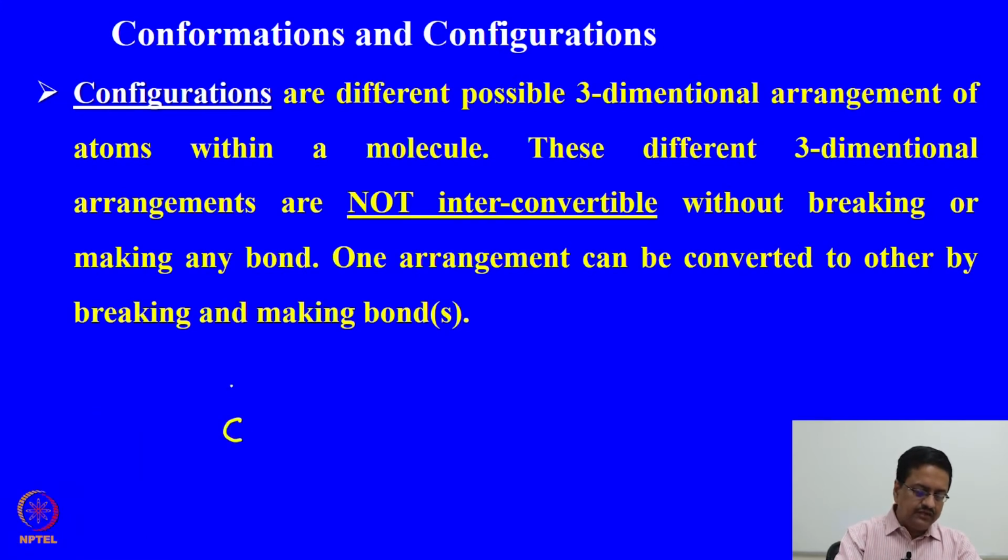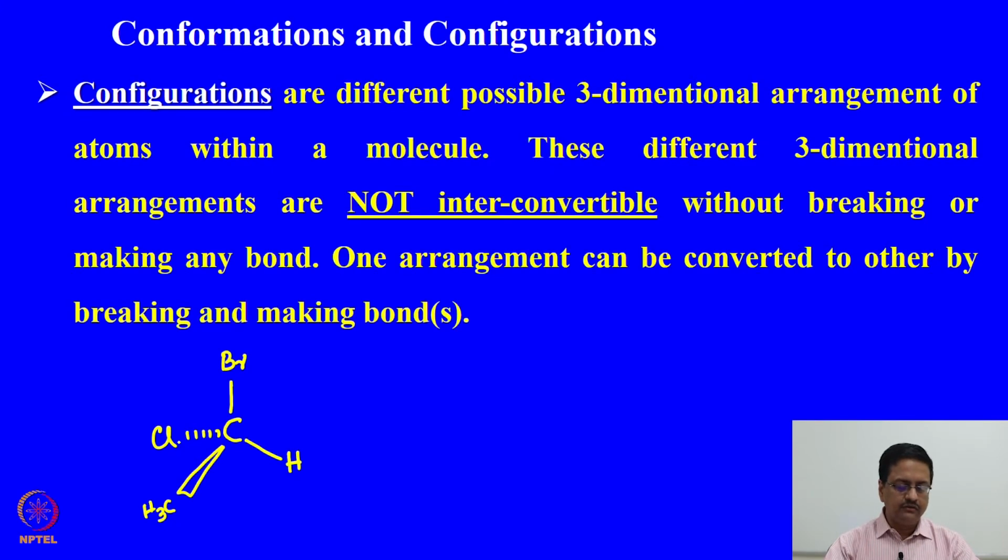A very simple example is a compound like this, which I am drawing here. It is a derivative of ethane, 1-bromo-1-chloroethane. The way I have drawn it is that this bromine, the carbon atom and the hydrogen are on the plane of this board, and the methyl group and the chlorine are respectively above and below the plane of this board.